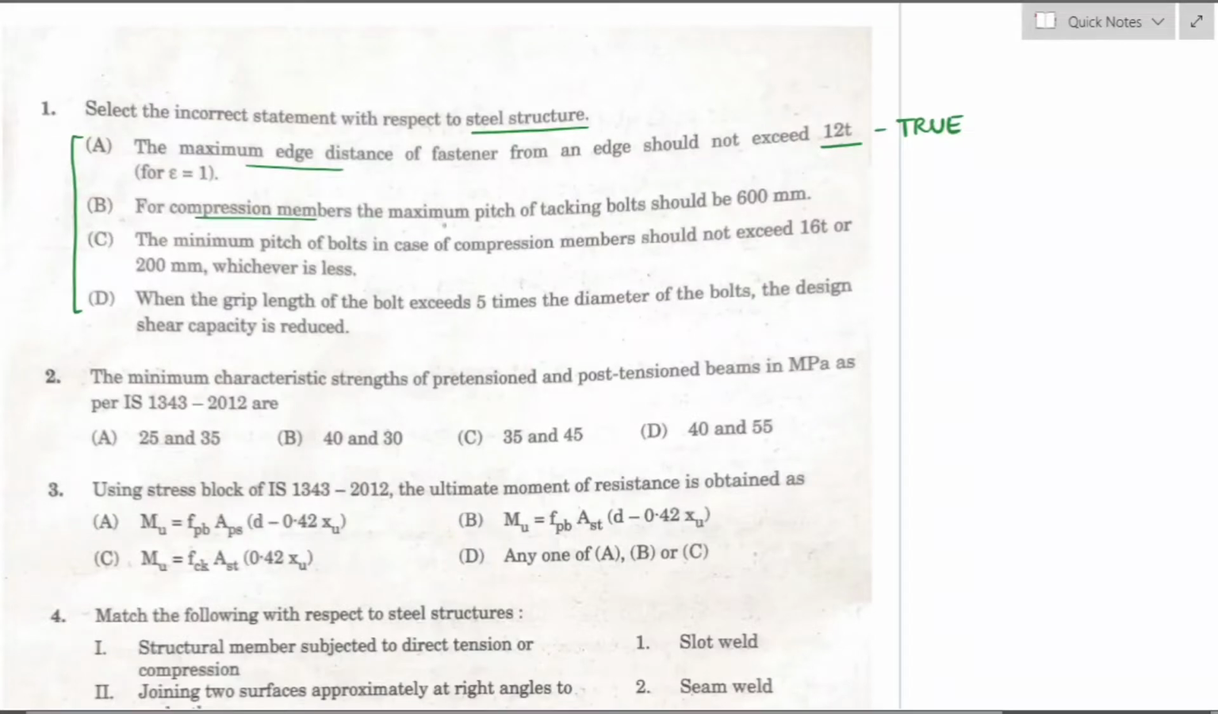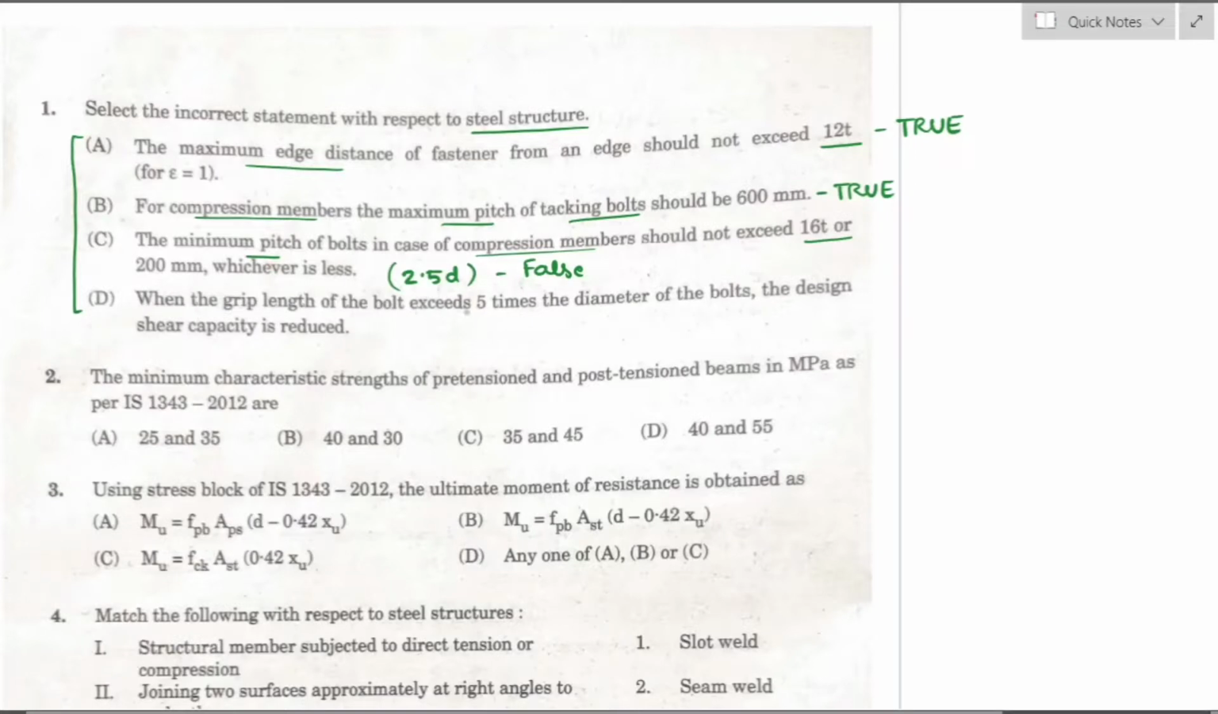Option B. For compression members, the maximum pitch of a tacking bolt should be 600 mm. So this statement is also true. Option C. The minimum pitch of a bolt in case of compression members should not exceed 16 times of thickness of plate or 200 mm, whichever is lesser. This statement is false because the minimum pitch of bolts in case of compression members is 2.5 times of diameter of the bolts. So this statement is false statement.